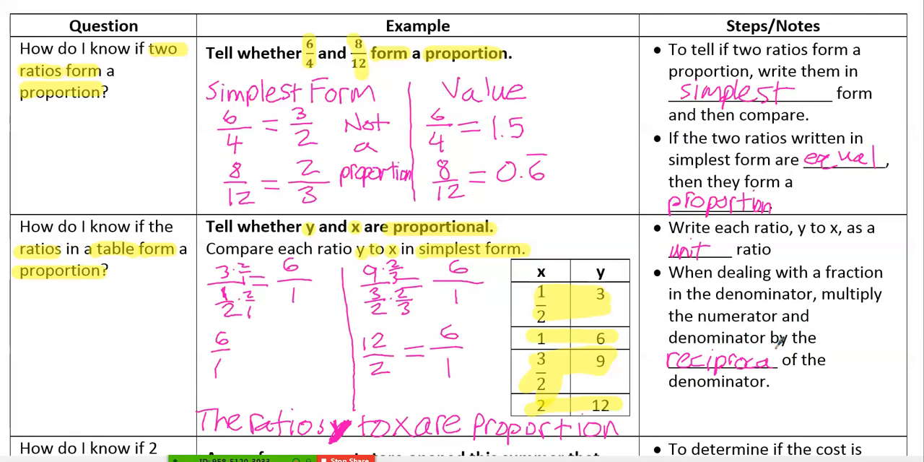Cool. Awesome. So let's compare the first way and the second way. This one we were writing in simplest form. In this one, we were writing a unit ratio, 1 in the denominator. What do they both have in common? Well, the idea is that you're trying to get the same number in the denominator to check if the fractions are equal. And if they're equal, then they form a proportion.